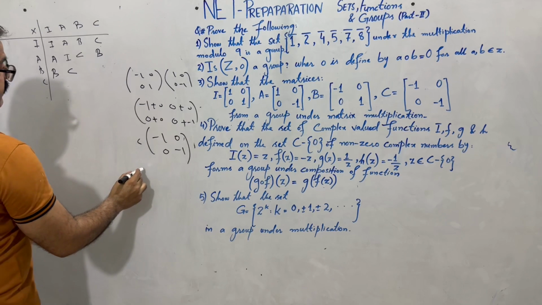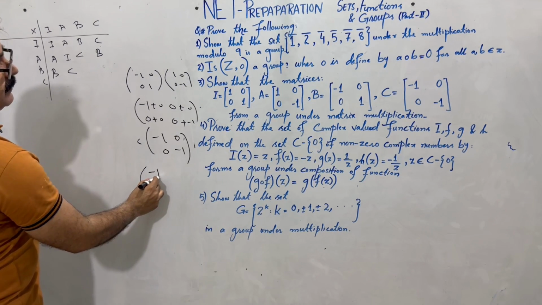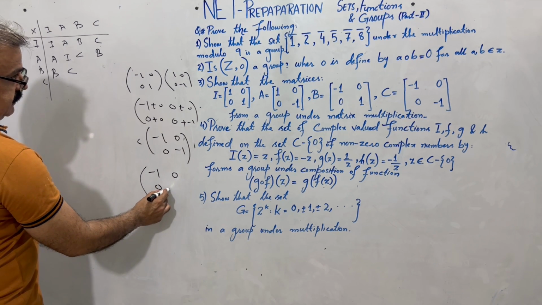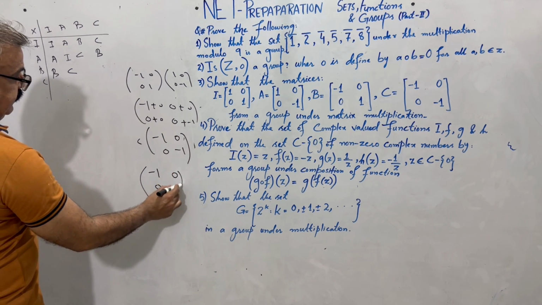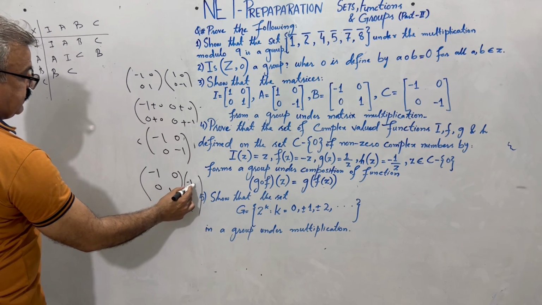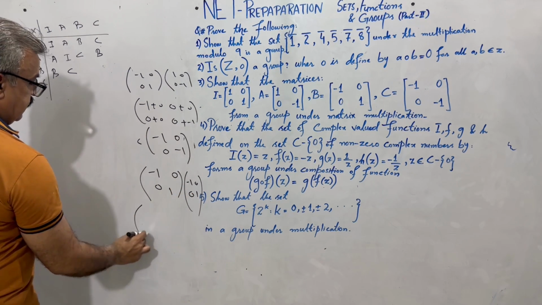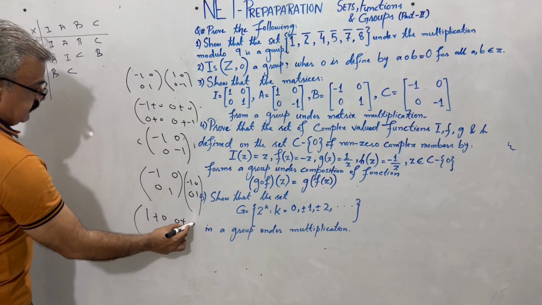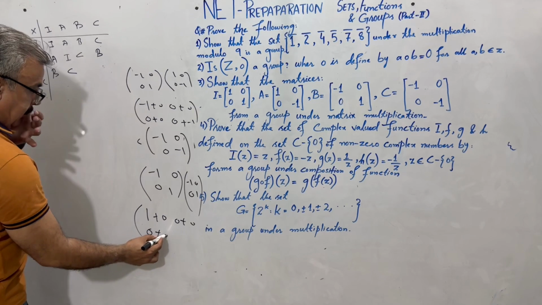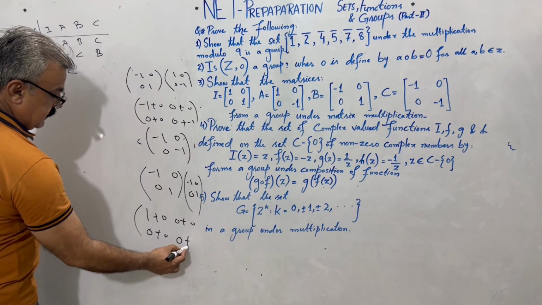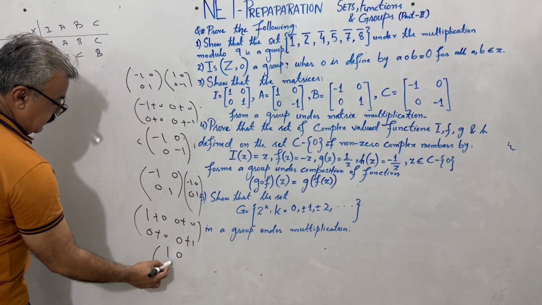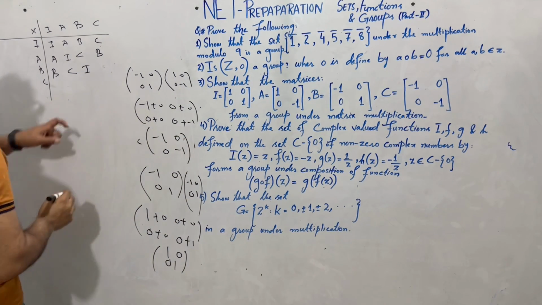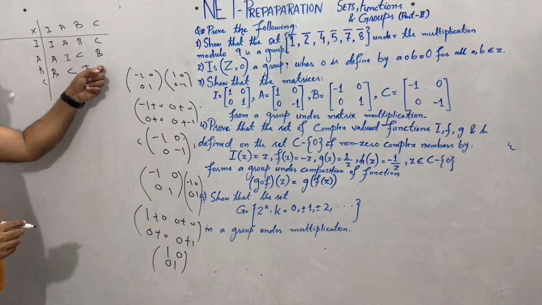B times B, let's see and find out. [-1 0; 0 1] with [-1 0; 0 1]. It will become positive 1 plus 0, 0 plus 0. Again 0 plus 0 and we have 0 plus 1. We are going to get identity, [1 0; 0 1]. That's equal to our identity. The next result will be A.